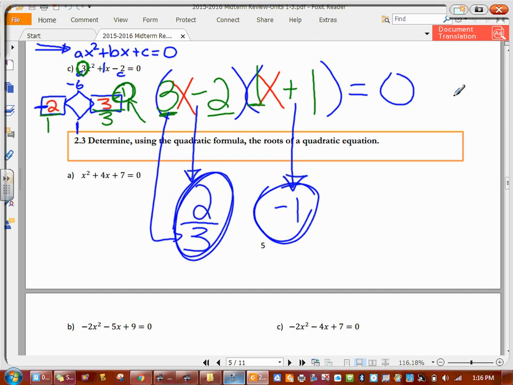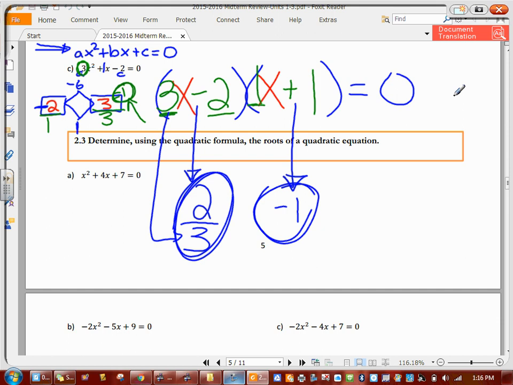The next view is the third way, as we have three ways to solve equations. First way, we graphed it, found the x-intercepts. Second way, we factored, found the x-intercepts. Third way is our famous quadratic formula. So we are now going to switch to the quadratic formula.